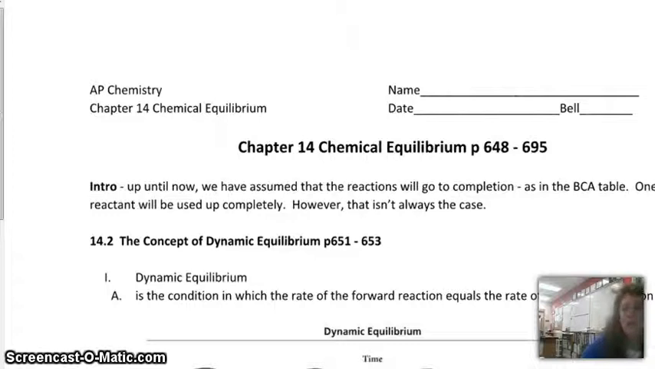Up until now, we've assumed that reactions will always go to completion, as in the BCA table. If you remember what BCA stood for, it's before, change, and after. One reactant will be completely used up. However, we're going to find out in this chapter that's not always the case.